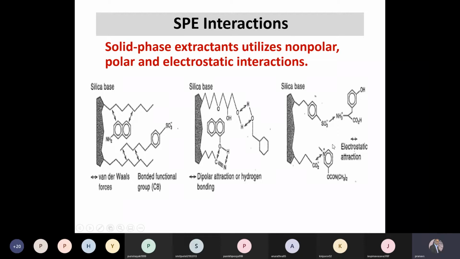And if you look at the third example, what you find here is that you have a positively charged analyte, and then you need to create a negatively charged species in the solid matrix. That means the stationary phase matrix or the solid phase. So it is SO3 negative, and this is NH3 plus. And this interaction is known as electrostatic interaction. So these are the principal forces of interaction which happen in SPE, and they are responsible for extraction.